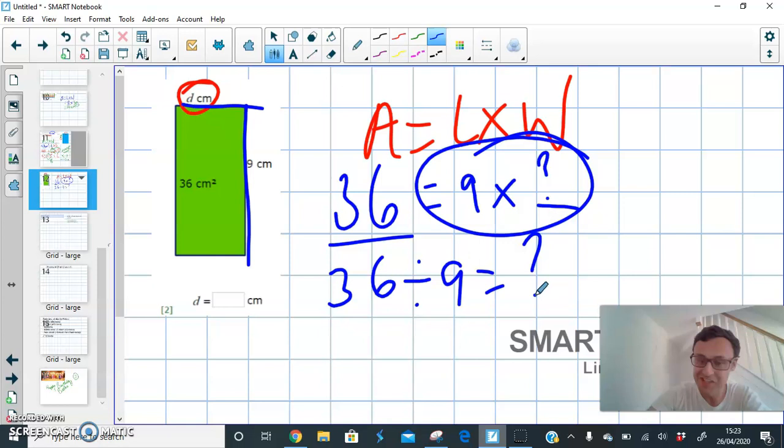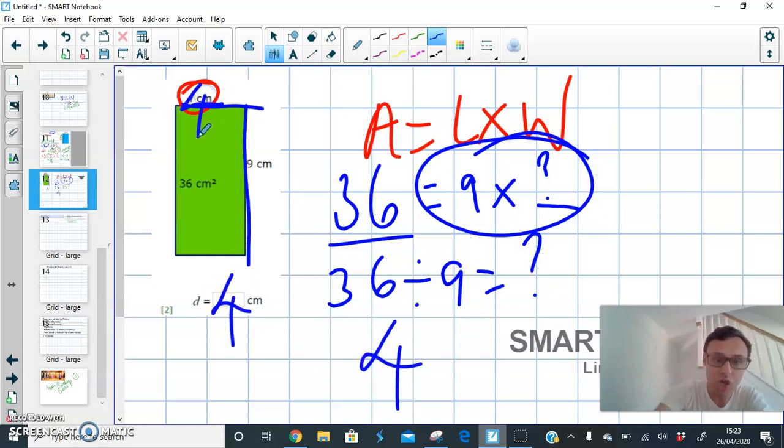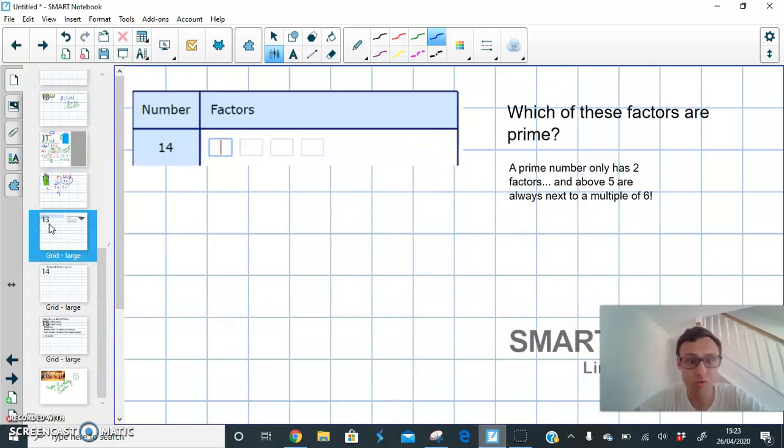Well, how many 9s in 36? 4. So D is equal to 4. Does 4 times by 9 give me 36? Yes, it does. So I know I've got my answer correct.